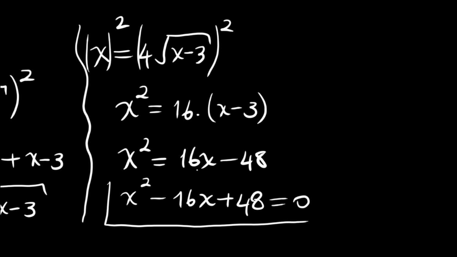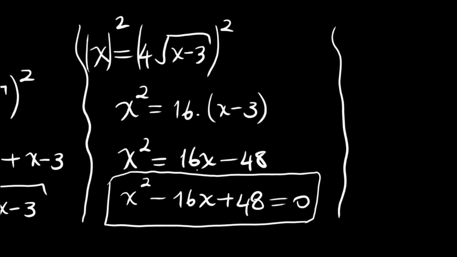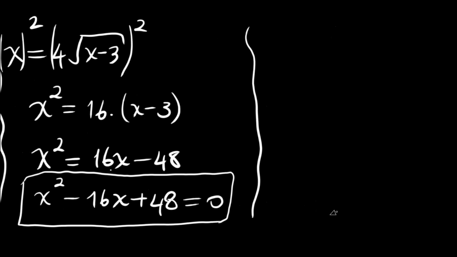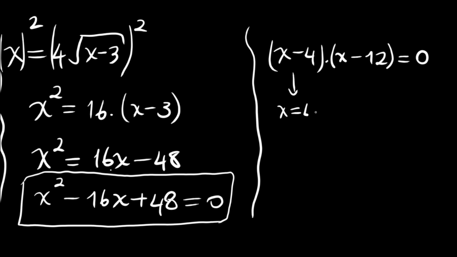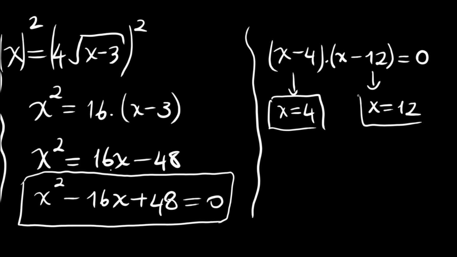Now my friends, this is a factorable quadratic. We have x minus 4 times x minus 12 is equal to 0. So x is either 4 or x is 12 from the quadratic equation. Now, these values should be checked whether they are correct or not.